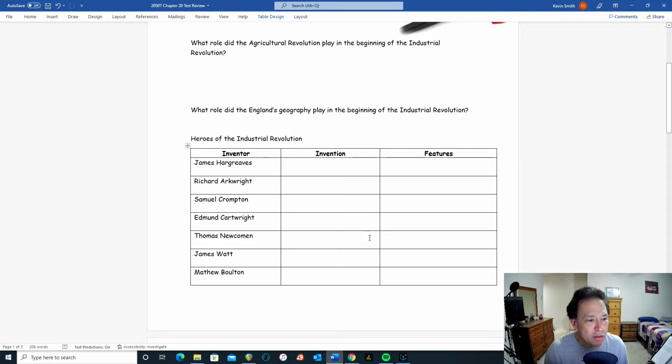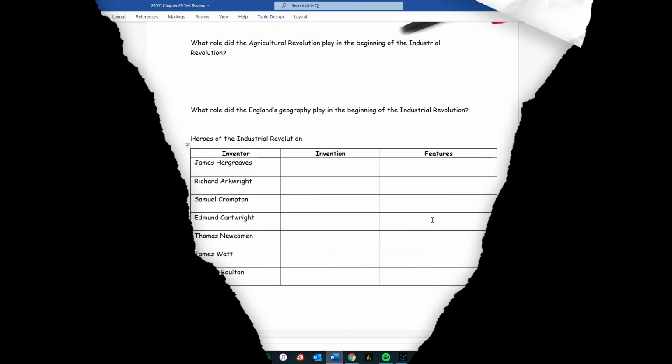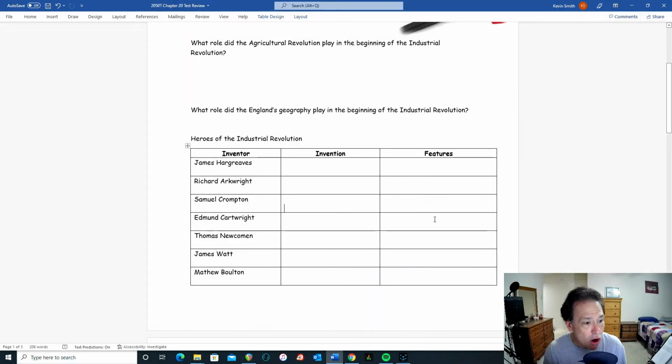And that problem starts to be solved by Edmund Cartwright, who comes up with the power loom. The first power looms were powered by water, just like the water frame and the spinning mule. But eventually they were powered by steam power. And the power loom allowed weavers to weave that spun thread into cloth much, much faster. Thomas Newcomen invented the early steam engine.